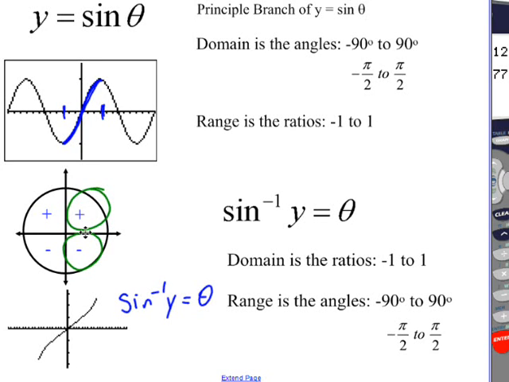And then we just figured out our domain is from negative 1 to 1, and our range is going to go from negative 90 to 90, or in radians, negative pi halves to pi halves.